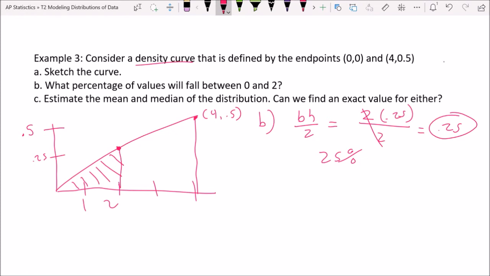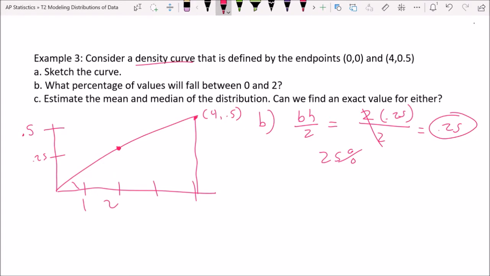All right, then we're asked to estimate the mean and the median of the distribution and to determine if it's possible to find an exact value for either one of them. The mean is a little bit tricky to nail down. There is a way to do it, but we're not going to show it here today because it's a little bit advanced. I am going to show how to find the median though.